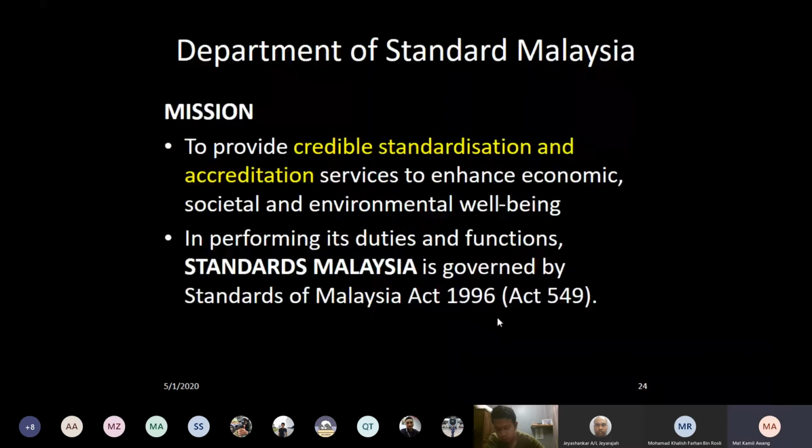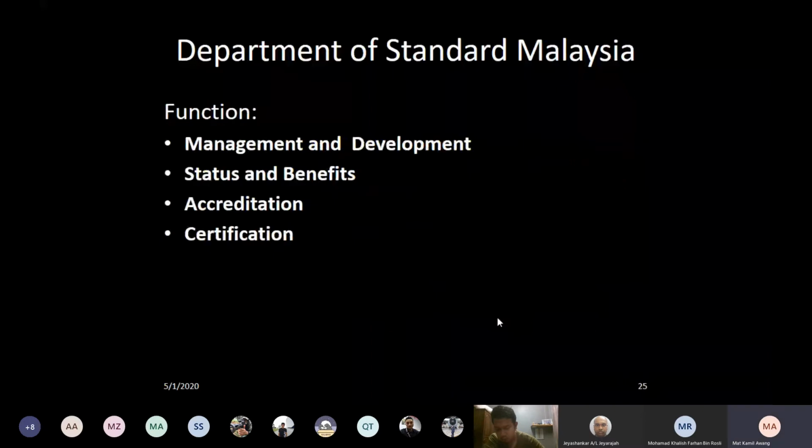The mission of this department is to provide credible standardization and accreditation services to enhance the economic, societal, and environmental well-being. In performing its duties and functions, Standards Malaysia is governed by the Standards of Malaysia Act 1996. The functions are basically management and development, status and benefits, accreditation and certification. And some of them are actually outsourced to SIRIM.